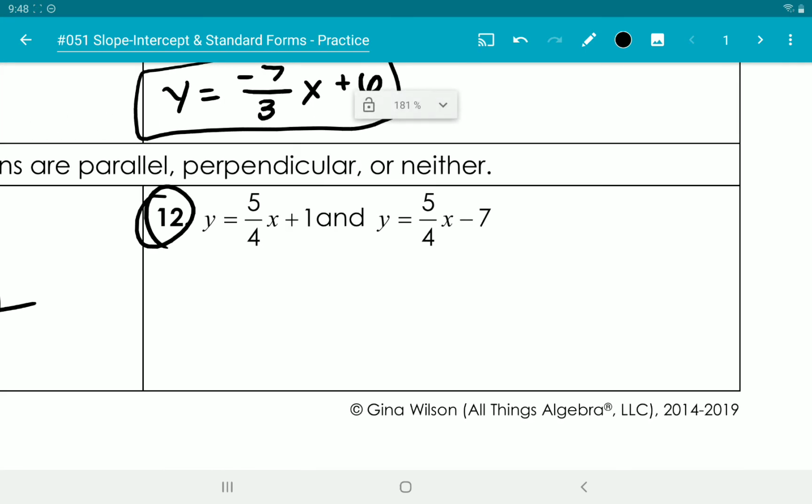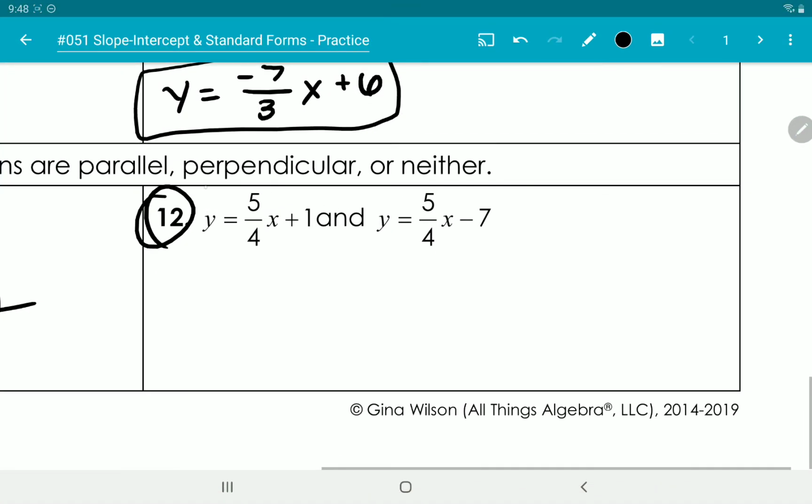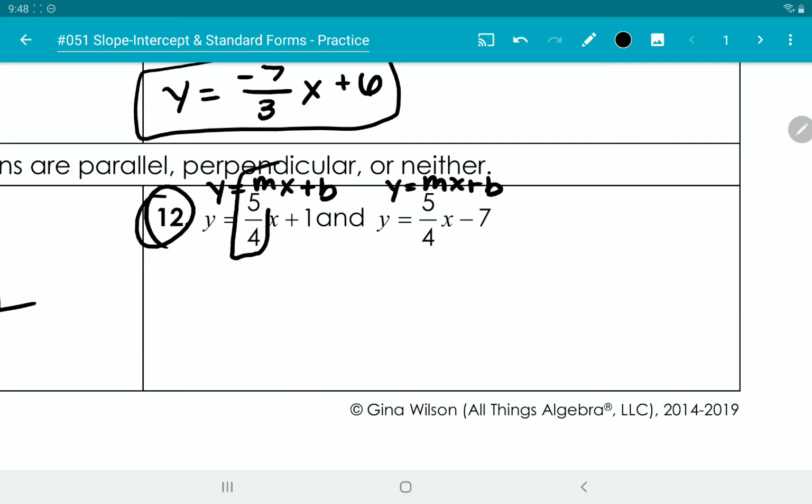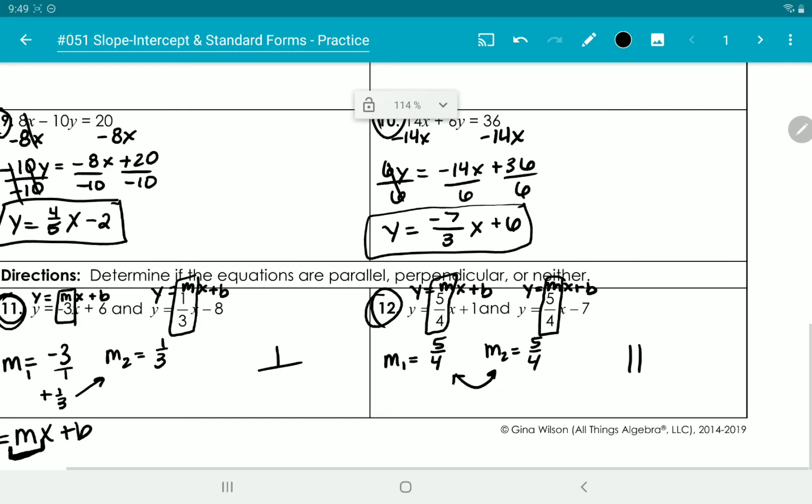So if we look at these two, we can see that these are, once again, in y equals mx plus b already. Thank goodness. Okay, so again, we're looking at the m. So the first line is going to be 5 over 4 is the slope. And the second line, once again, is 5 over 4. Since they are the same slope, the two lines are parallel to one another.